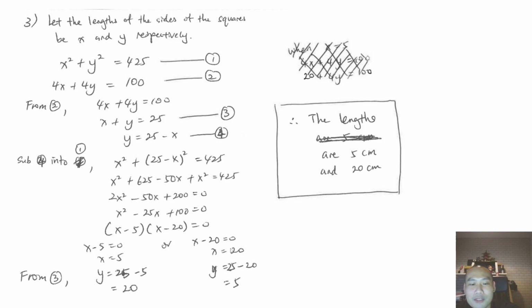So from this value, let's find y. So y is 25 minus 5 equals 20, or y is 25 minus 20 equals 5. So in either case, you realize that one of the numbers is going to be 5, one of the numbers is going to be 20. Therefore, we make the declaration. The lengths are 5 cm and 20 cm.